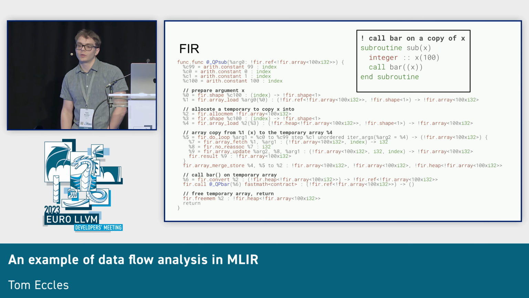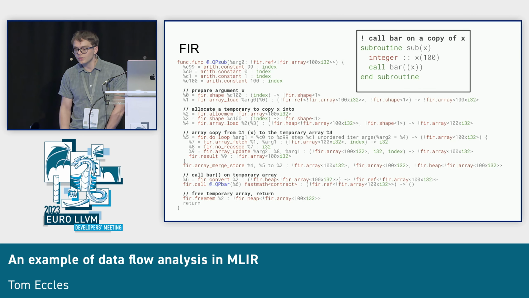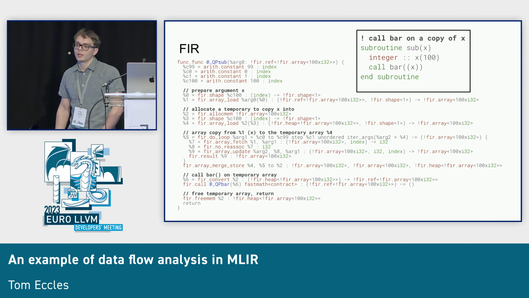So this is an example of what FIR looks like. The Fortran program is on the right. When we call bar, the brackets around x mean call bar on a copy of x. Otherwise, Fortran is normally passed by reference. The details of what exactly is going on in the FIR don't matter. It does what you'd expect. It prepares the arguments. We allocate an array to copy into. We copy into the array, and then we call bar on the temporary array, and then we return.